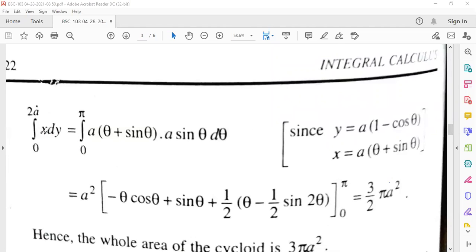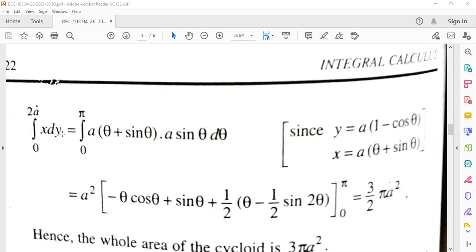So it is 0 to 2a, x dy. Now here it is given the parametric form y equal to a into 1 minus cos theta and x equal to a into theta plus sin theta. So when we put x equal to 0, then sin theta equal to 0, theta also 0. When we put x equal to 2a, then theta is equal to pi. So the limit is changed to 0 to pi. x is given as a theta plus sin theta. We are putting this. Now y is given as a into 1 minus cos theta.